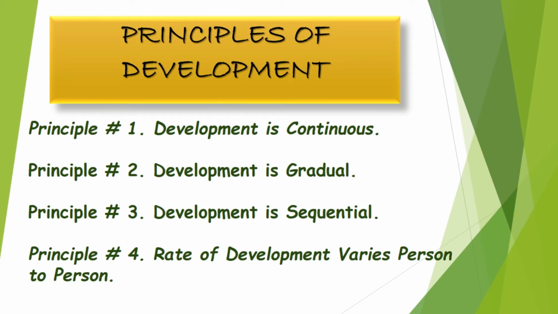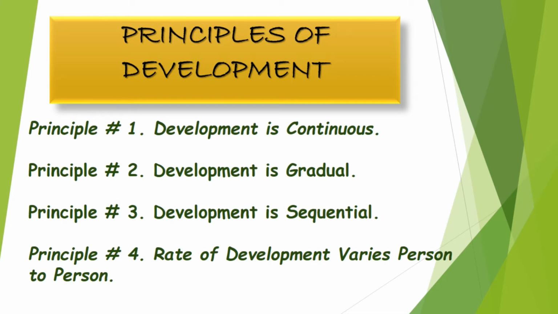Development is a continuous process. Obviously, how can the development of a person stop? It is a continuous process because as time progresses, a person keeps on learning new things and keeps on experiencing new things. With the experience that he gains in his life, his emotional and intellectual development takes place. That is, development is continuous.